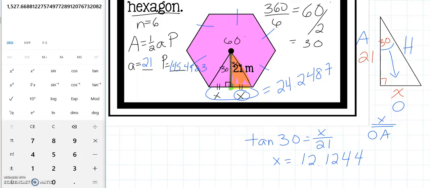It's going to be 1,527, and if I'm rounding to the nearest tenth, it will be 0.7, with units as meters squared.